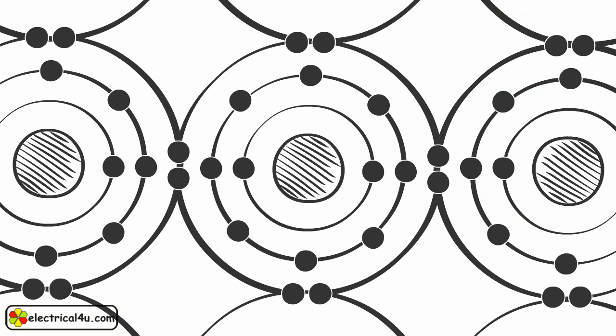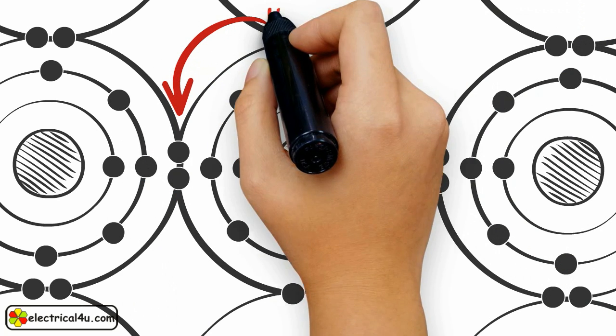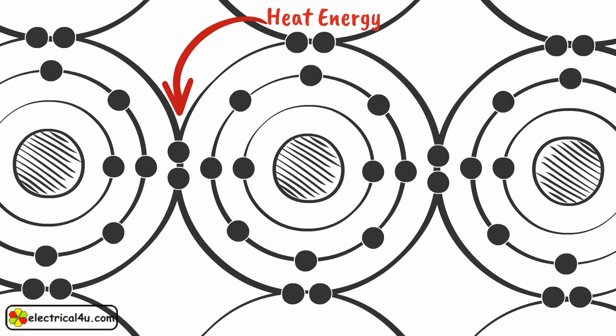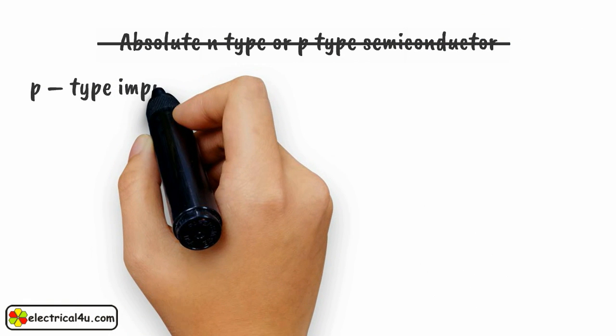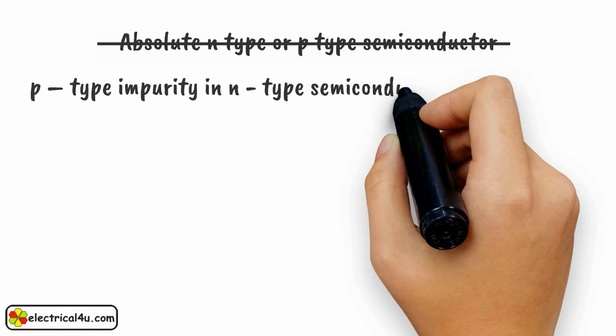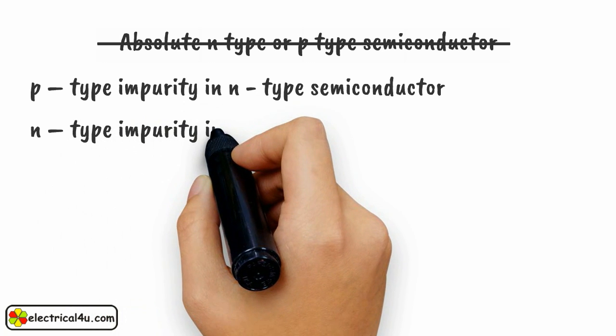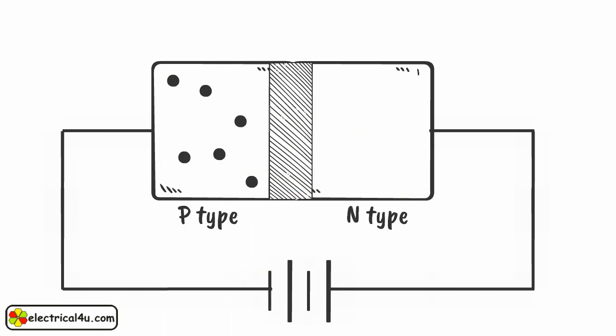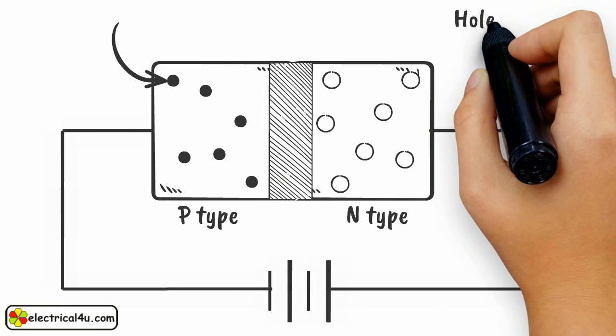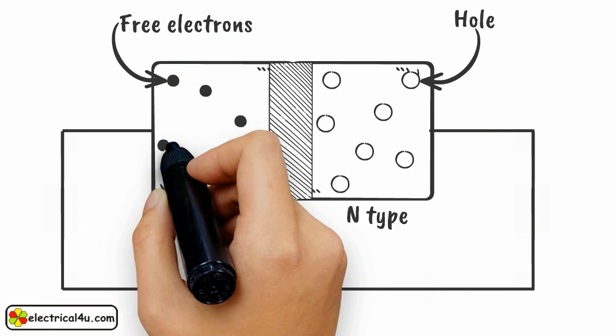At normal room temperature, there are some semiconductor atoms which absorb sufficient energy from the heat of the atmosphere to release valence electrons as free electrons and create holes behind them. Moreover, absolute n-type or absolute p-type semiconductor cannot be made practically. There will always be some unwanted p-type impurity in n-type semiconductor and some n-type impurity in p-type semiconductor. Because of that, some unwanted holes will always be present in n-type semiconductor, and similarly, some unwanted free electrons will be present in p-type semiconductor.